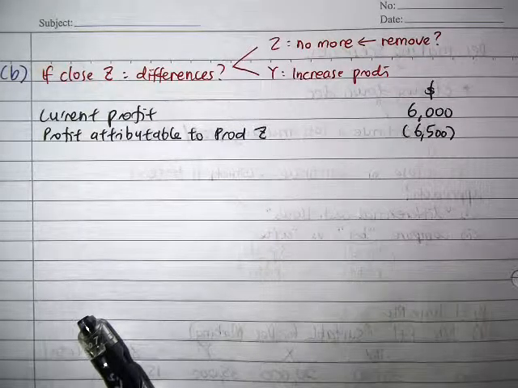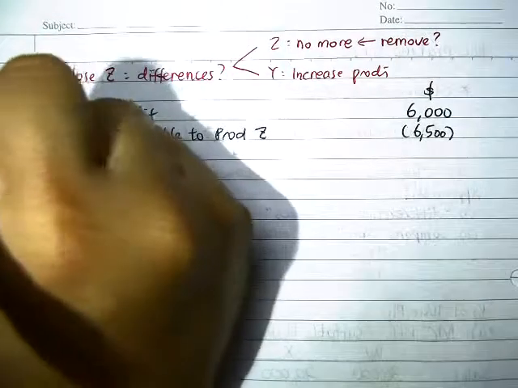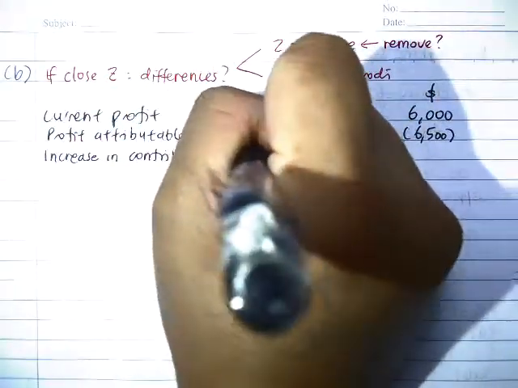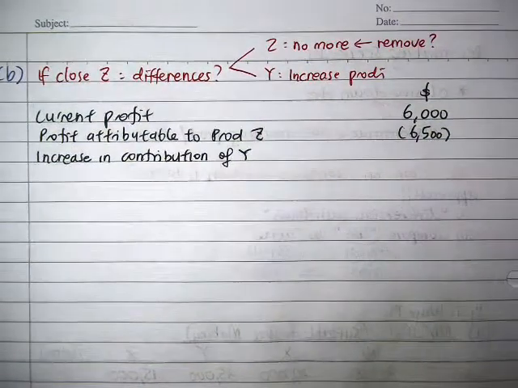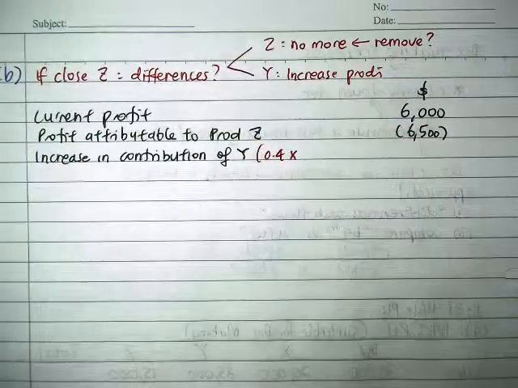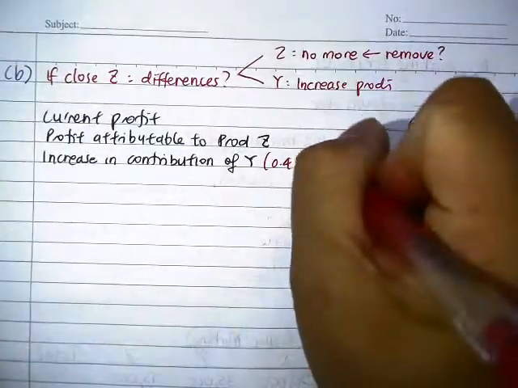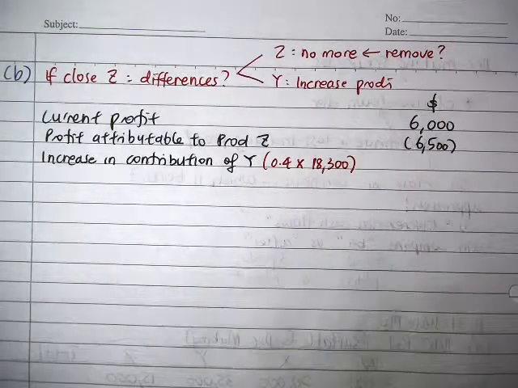Because contribution is per unit. So if your contribution is $20, your volume now is 100, so the total is 2,000. So if your volume increases by 20%, then this must also increase by 20% when it's together. Okay? So that's why when you know that the volume increases, the contribution increases. So the increase in the contribution of Y is 0.4 of, now the contribution is 18,003. So you increase it by 0.4 of 18,003, which comes to 7 what?